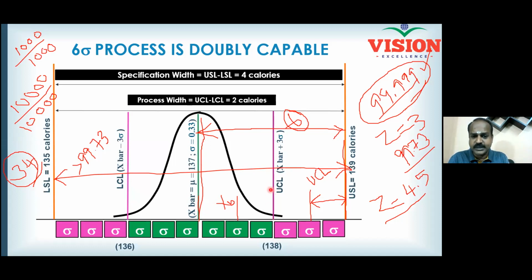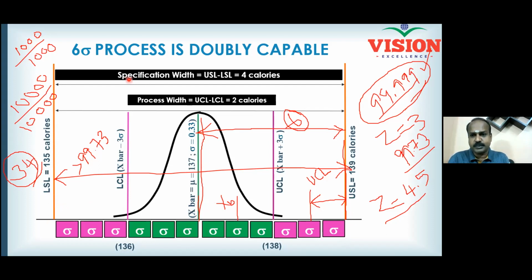Now what is your revised control limit? 138. And what is your control limit on the left side? 137 minus 1, which is 136. But where are your specification limits? At the same place. 139 is your USL, 135 is your LSL.